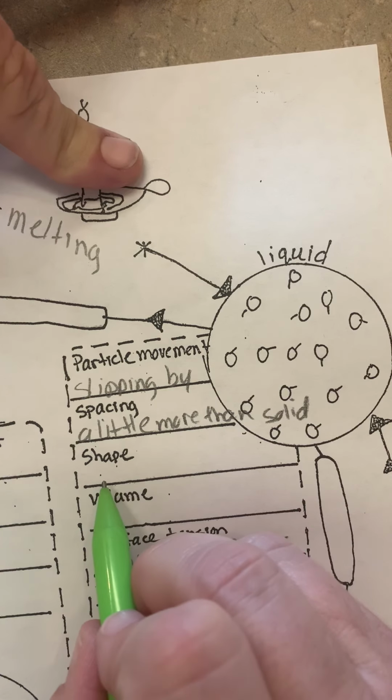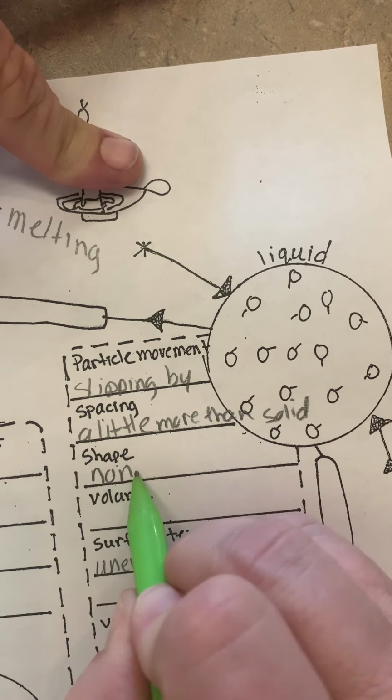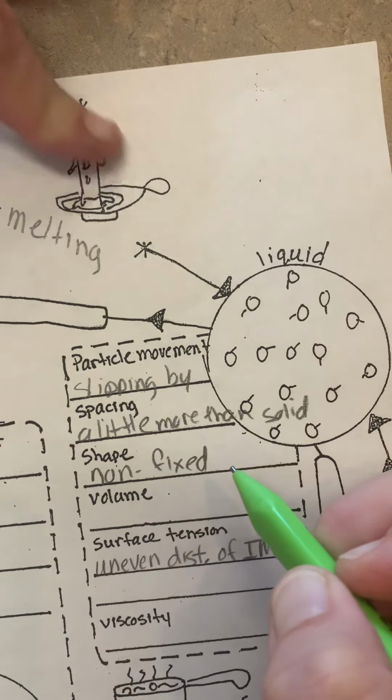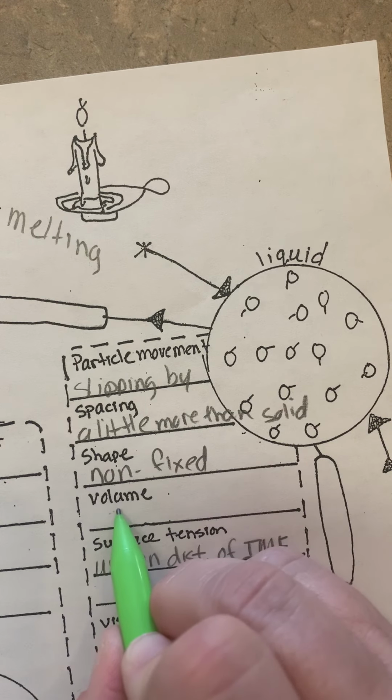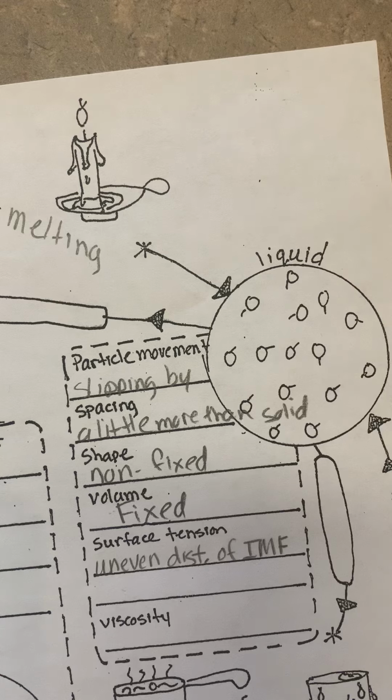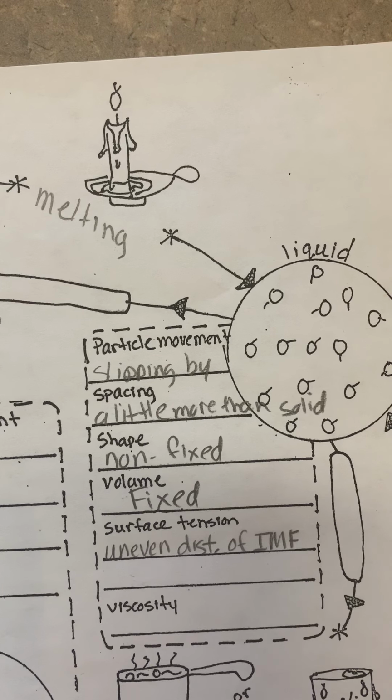Shape, does the shape remain fixed? No. It's a non-fixed shape. If I take a liquid and pour it from a square container to a round container, it's going to take the shape of that container. Volume is fixed. If I have 100 milliliters of water and I pour that 100 milliliters of water into another container, it might take a different shape, but it's still going to be 100 milliliters of water. The volume doesn't change. And surface tension was a tough one. Surface tension is hard to describe in this amount of space. But surface tension, if we remember from our lab with the penny, I told you that the greater the surface tension, the greater the IMF.